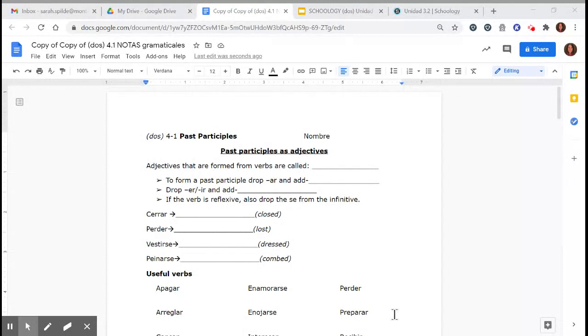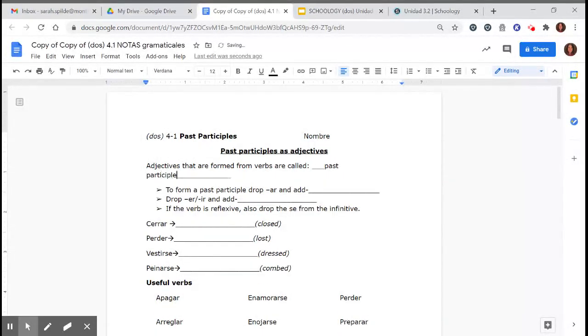Adjectives that are formed from verbs are called past participles. So how do we form a past participle?